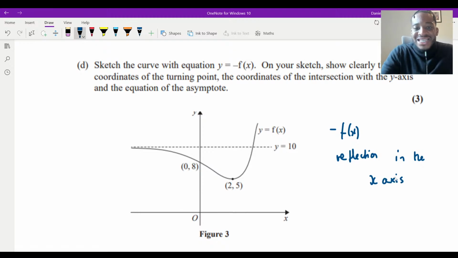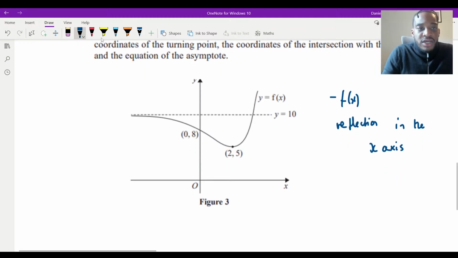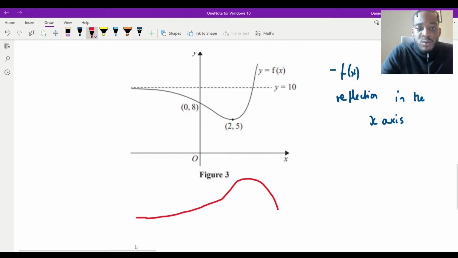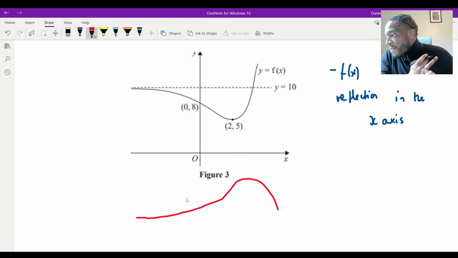So if I want to reflect this in the x-axis, what would that look like? Well, it's going to look like this, no? It's going to go like that, essentially. And then what will happen is everything is going to flip. Remember, if it's a reflection in the x-axis, the y coordinates get multiplied by -1.